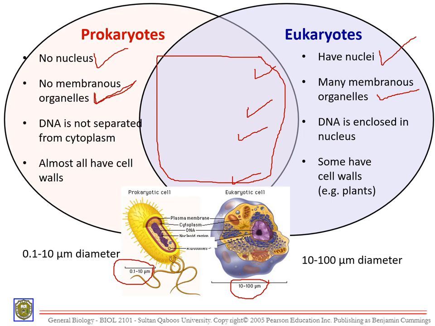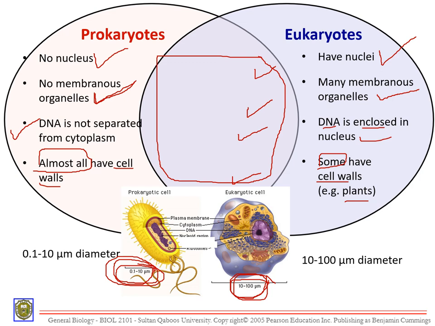In prokaryotes, the DNA is not separated from the cytoplasm; they're swimming together. But in eukaryotes, the DNA is enclosed in a nucleus with a nuclear envelope. In prokaryotes, almost all have cell walls, but in eukaryotes, only some have cell walls, like plants. Another difference is size: eukaryotes are larger than prokaryotic cells. This slide nicely summarizes the differences and similarities between prokaryotes and eukaryotes.